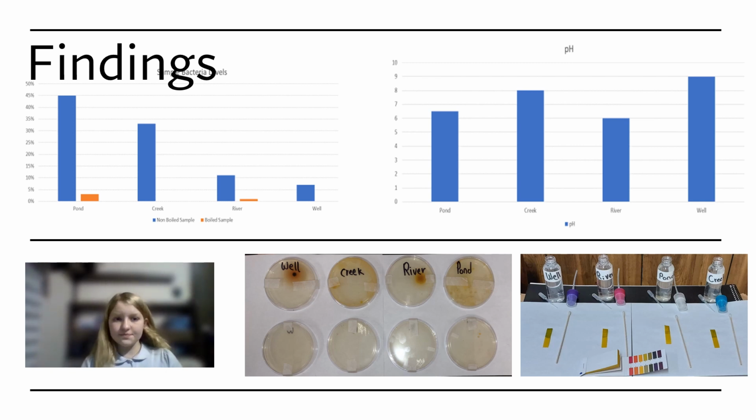For the pH, the highest was the well with a very desirable 9 to 9.5 pH, followed by the creek with an 8 pH, then the pond with a 6.5 to 7 level of pH, and then the river with an undesirable 6. After I found these results, I analyzed and drew my conclusions.